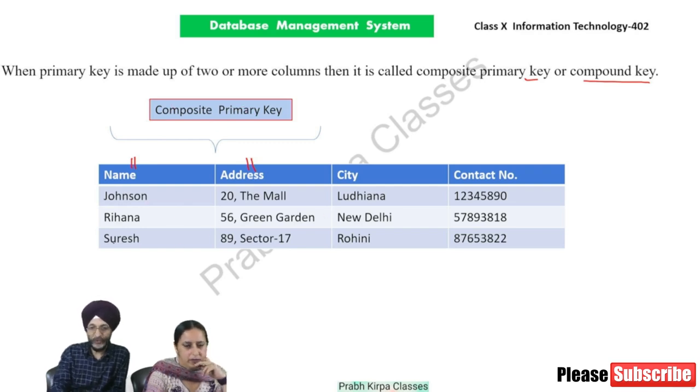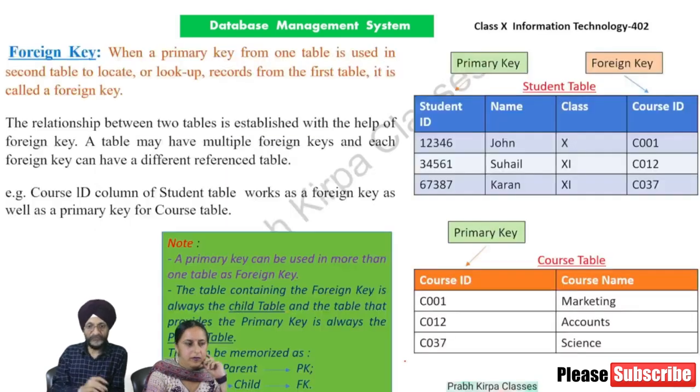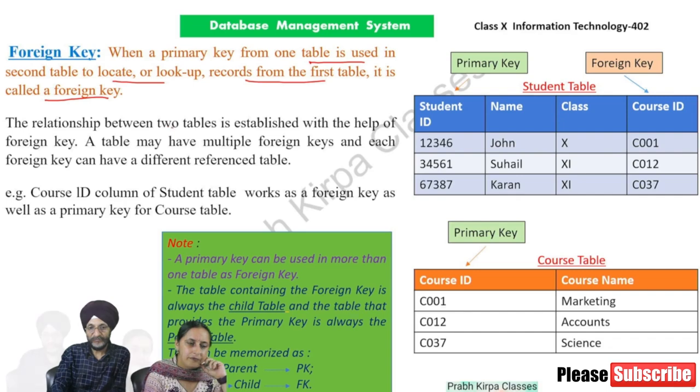In this figure, you have seen that we have combined these two columns so that we can make the composite primary key. Next, foreign key. When a primary key from one table is used in a second table to locate or look up records from the first table, it is called a foreign key.